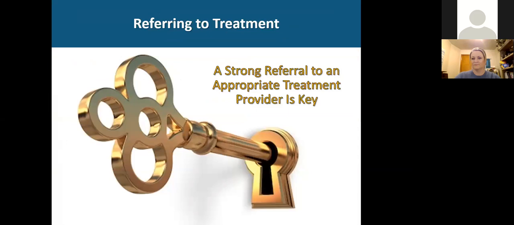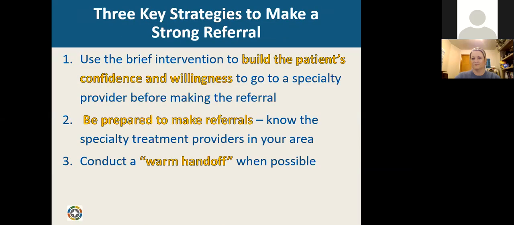So when we get into referring to treatment, a strong referral is really, really important. We want to make sure that we've supported that person as much as possible to, again, walk through the door for that initial contact. So 3 strategies to make that strong referral. We want to use a brief intervention. Again, we're using that brief intervention for a lot of different reasons in this set of services. We want to help to build the individual's confidence and willingness to go. We want to prepare them for that referral. And then we want to conduct what's considered a warm handoff when possible. And I will explain what that is for individuals who aren't familiar.